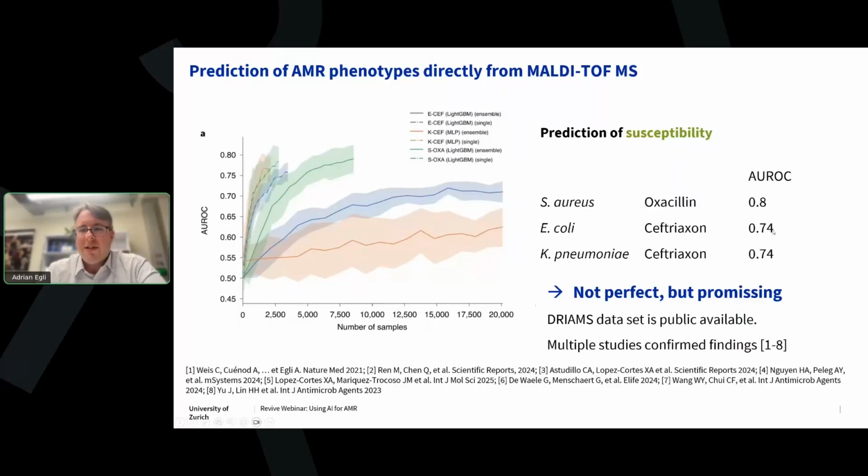But what happened since then, because we released the data set, multiple studies have confirmed the findings, and more importantly, they have also improved our algorithms. So there was a very nice transformer model published at the beginning of this year, which basically uses a large language model to analyze the MultiTOF spectra, and there you reach area under the receiver operating curves of 0.9, 0.95. So there it's very, very nice.